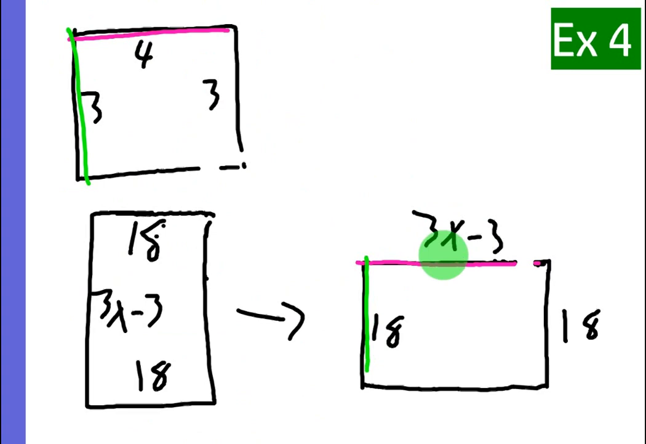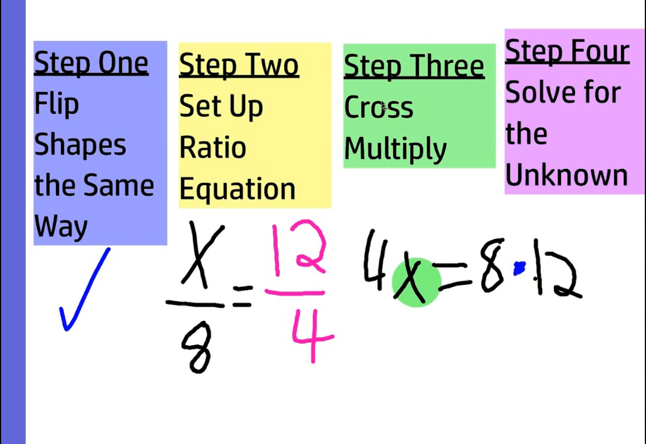That's it. Just remember the 4 simple steps for solving these problems. You want to flip the shapes the same way, set up your ratio equation, cross multiply, and solve for the variable by getting it by itself.